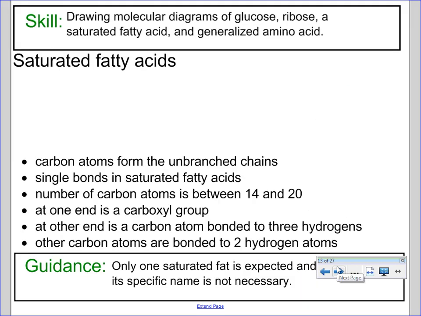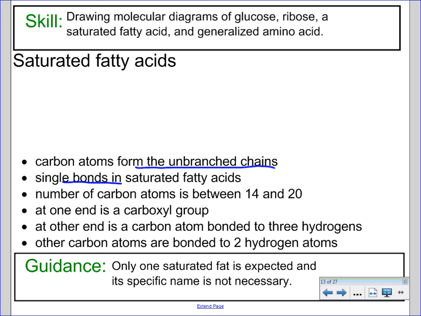For the saturated fatty acids, this one can be a little bit time-consuming. But when drawing a saturated fatty acid, just keep in mind that the carbon atoms will form an unbranched chain, and it will be single bonds in the saturated fatty acid. In a separate video, we'll go through the difference between a saturated fatty acid and an unsaturated fatty acid, but right now it's just single bonds between each of the carbons in that chain. And the number of carbon atoms can be anywhere between 14 to 20.